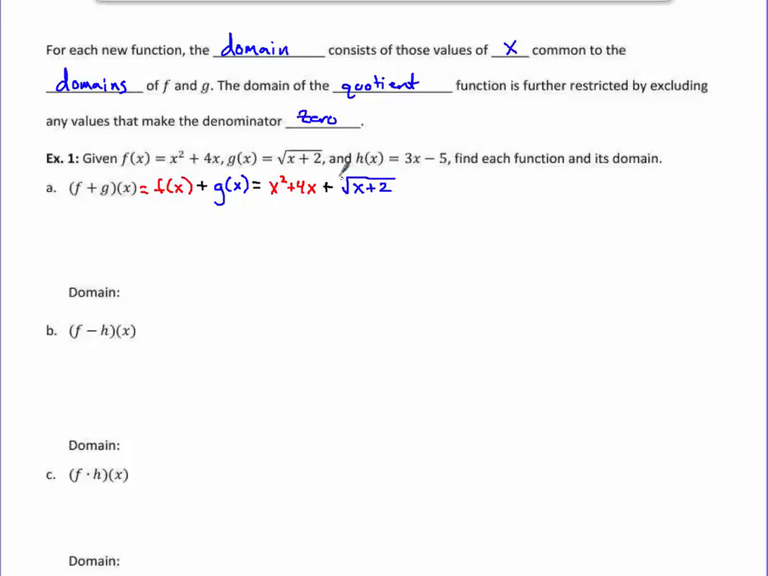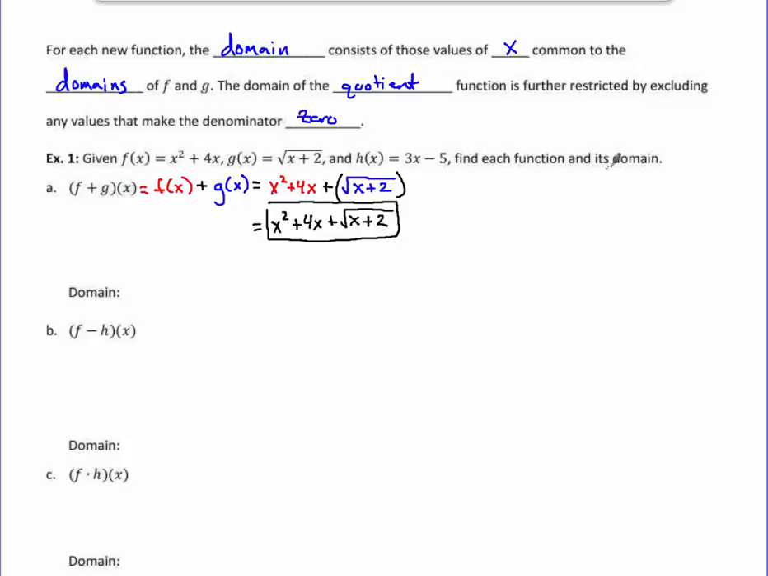It's very important when we do these that we always use parentheses and keep things nice and neat. We make sure that we do everything within parentheses before we do anything else. There's nothing we can do with this parentheses in this case, so we can go ahead and drop it, and we can write x squared plus 4x plus the square root of x plus 2. There's nothing else we can do, so that is our f plus g of x.